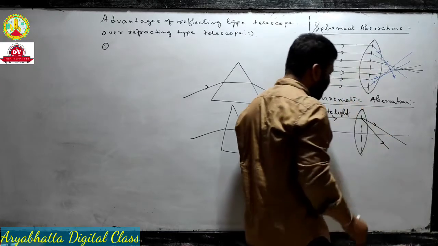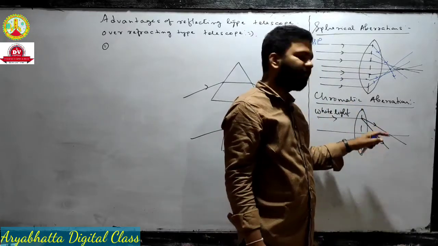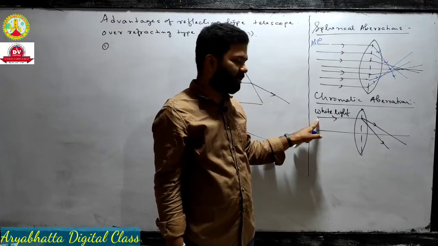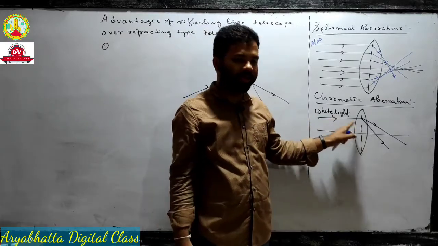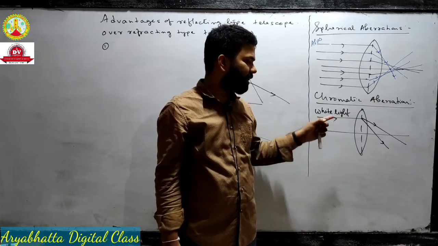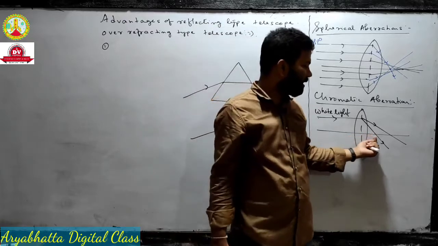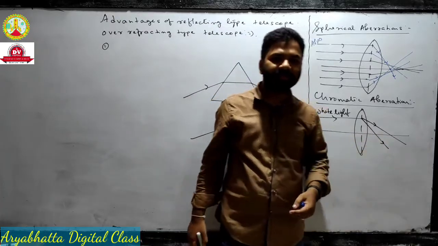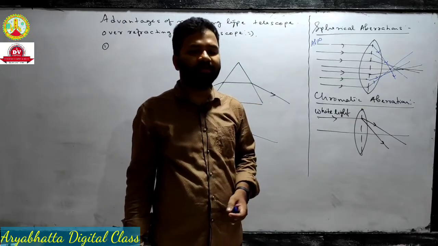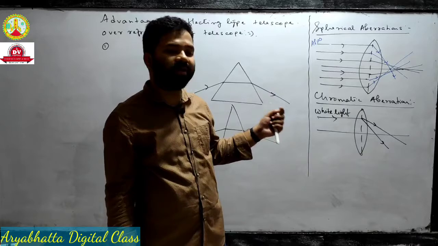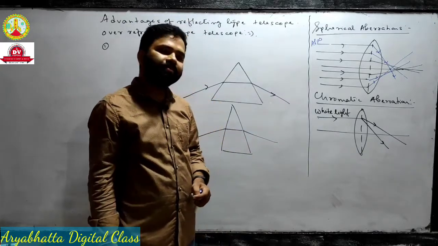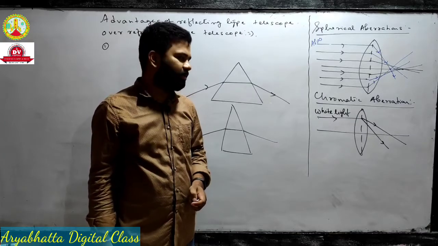So how many colors will be there in between violet and red? Another 5 colors will be there. What is the color of the light that is incident on the lens? Only white light, but how many colors are you getting on the other side? You are getting 7 colors, and for the 7 colors there will be 7 focuses. So your image will be blurred, and you will not be able to see the image clearly. So this is the problem.